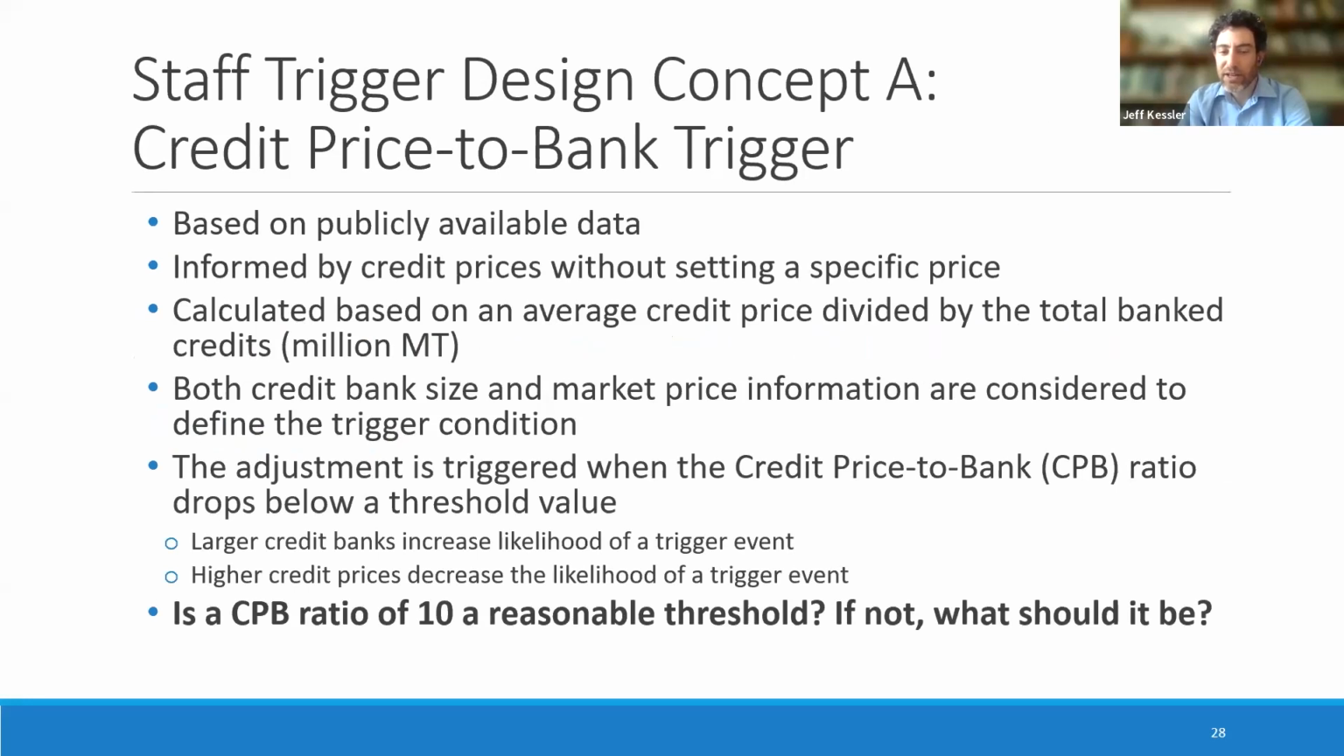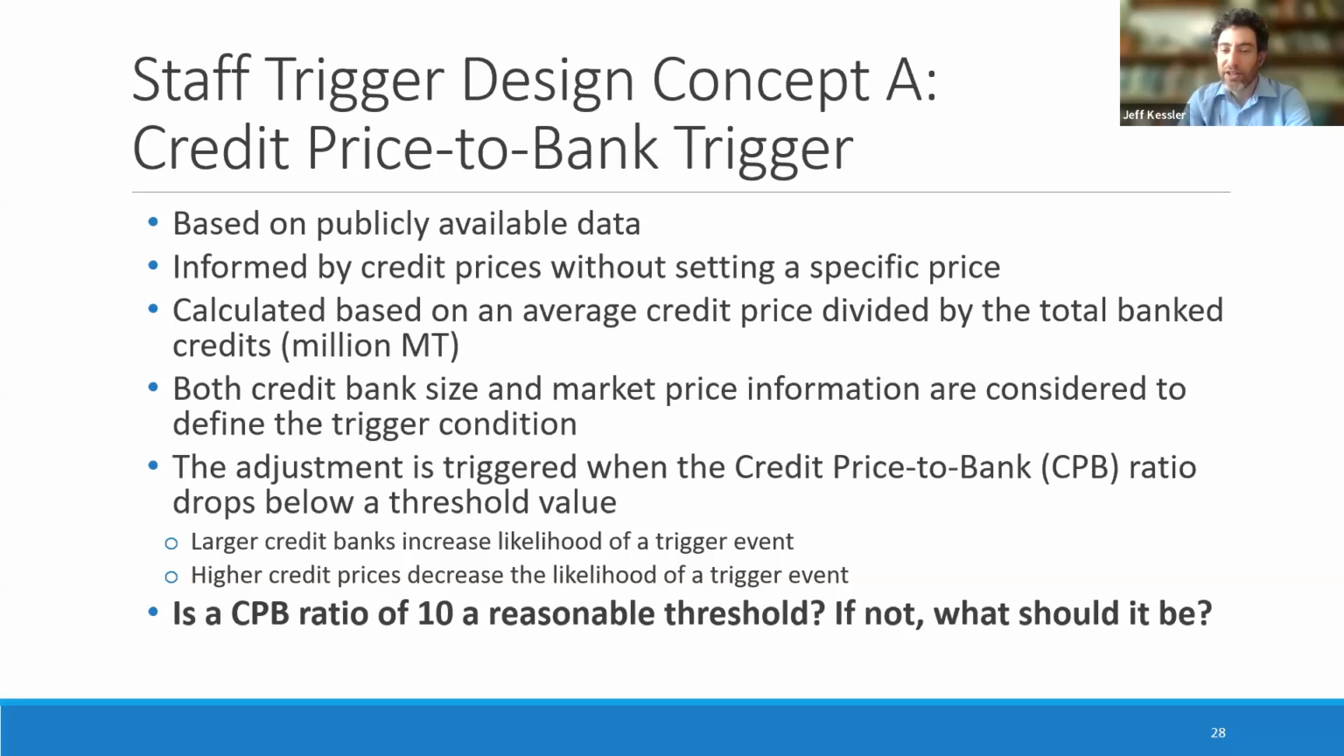The first concept is based on a credit price to bank trigger. The trigger can be calculated using publicly available data. It would make use of market information associated with credit prices without explicitly defining a credit price that would activate the trigger. The trigger metric can be calculated by dividing the average LCFS credit price by the total size of the credit bank in million metric tons.